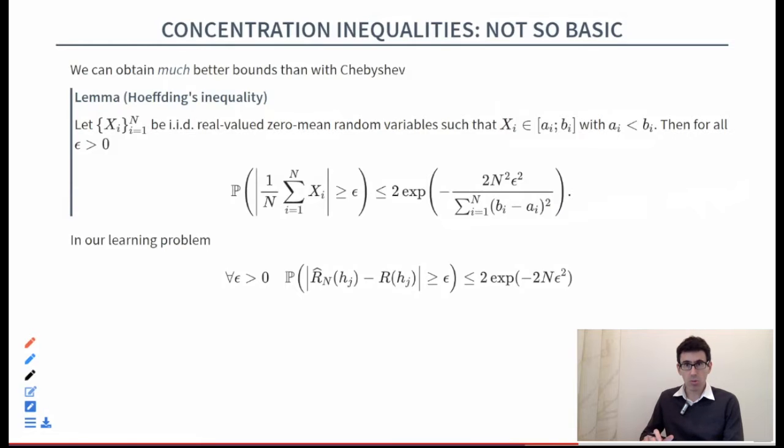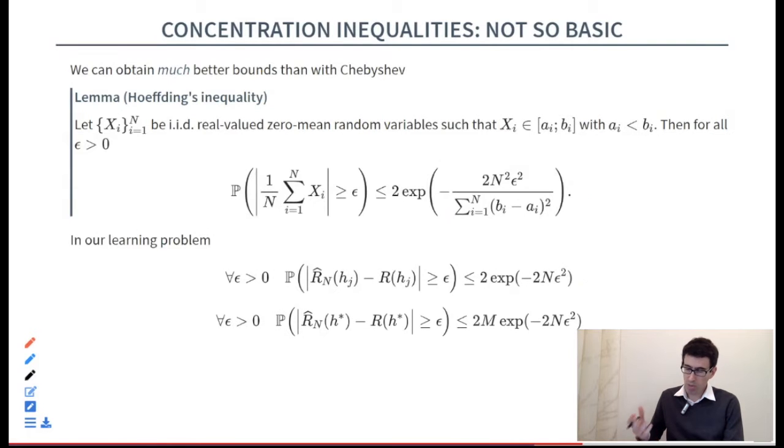So I will leave it to you to check that slightly carefully, but one can show that the probability that the empirical risk of a given hypothesis Hj differs from the true risk of Hj by more than epsilon is now bounded by 2 exponential minus 2n epsilon squared. So this is an application of Hoeffding's inequality, and just as a hint, the reason that works is because the random variables that are involved as Xi's in the definition of the empirical risk are actually indicator functions, so they're in [0, 1]. So bi is equal to 1, ai is equal to 0.